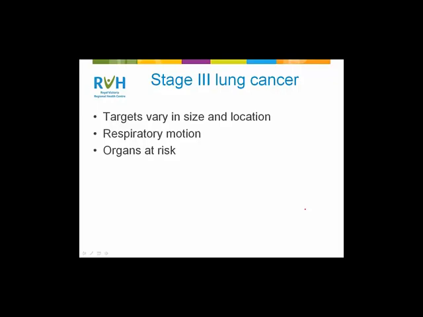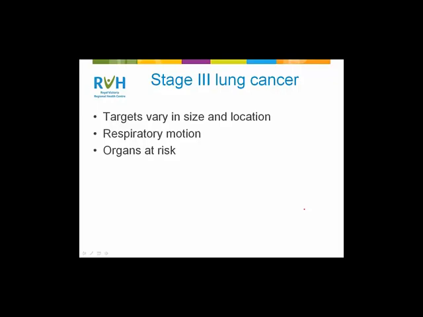The tumor may be left, right, upper, lower lobe, with lots of size variation, and then depending on the extent of involved lymph nodes in the mediastinum, we can have a lot of challenges with trying to come up with a standard way of approaching these patients from a treatment planning perspective.